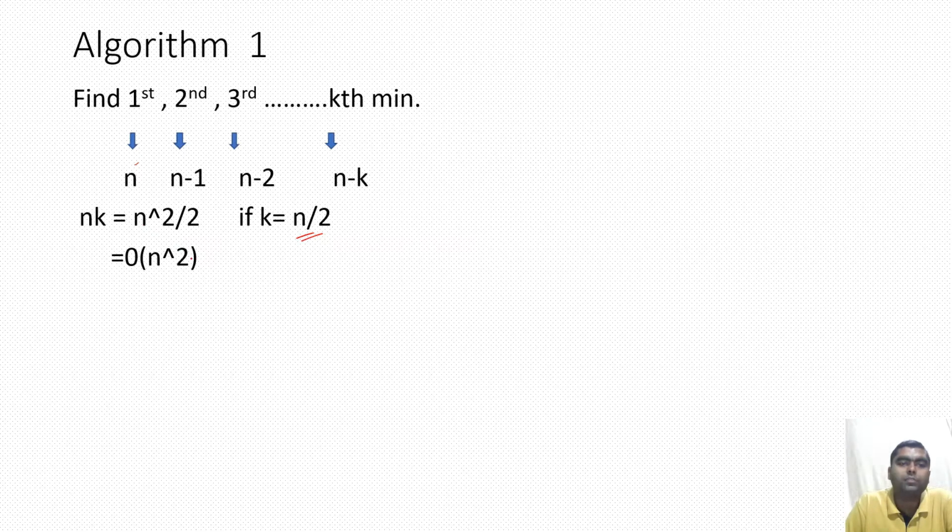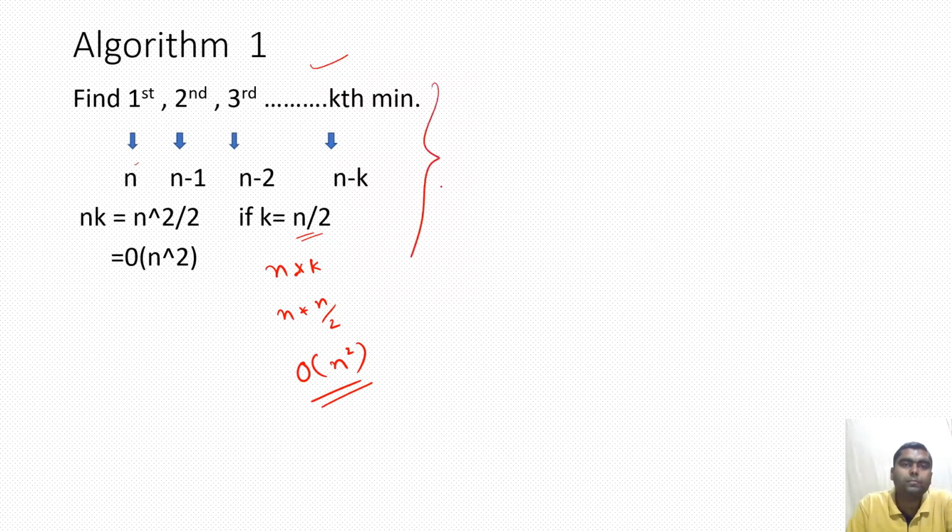So it is nothing but n into k. What is n into k? n into k is n into n by 2, which is nothing but order of n squared. So this particular procedure is taking order of n squared time. Can we reduce this particular time?